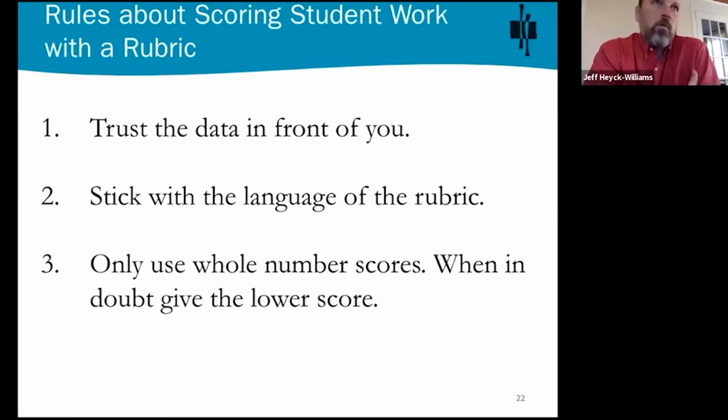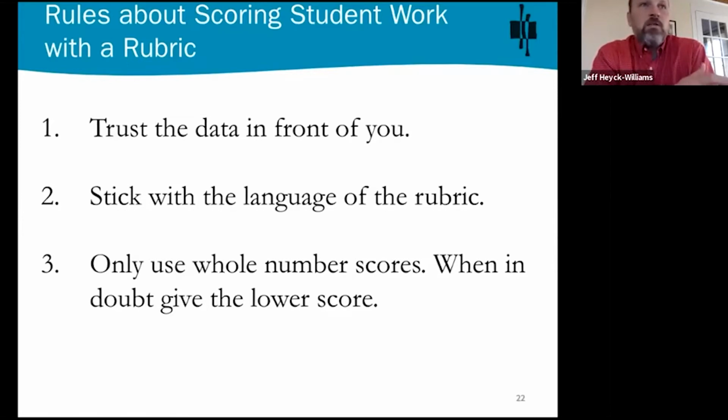One of the big things I have found in working with teachers is that we often want to make assumptions about how kids are thinking, and I really encourage them not to do that, but to look at the actual language of the rubric. And then the last piece is only using whole number scores. If the difference is between, say, a 2 and a 3 on the rubric, so between emerging and accomplished, I encourage teachers to say, okay, you have a 2, or an emerging, and not an accomplished.